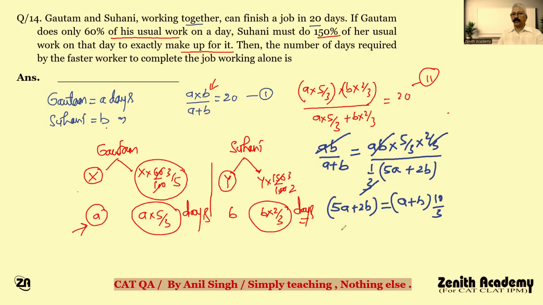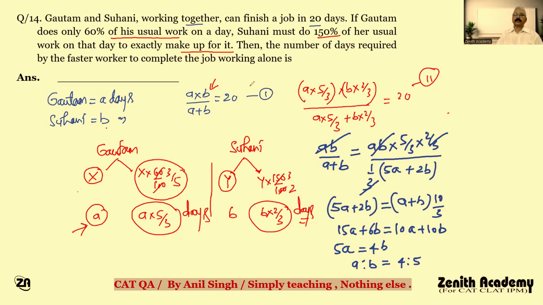So simplified, 3 5s are 15A, plus 6B is equal to 10A plus 10B. So the ratio is 15 minus 10, that is 5A, and 10 minus 6 is 4B. So the ratio of A is to B will be 4 is to 5. So the ratio of the work finishing by Gautam and Suhani will be in a ratio 4 is to 5.